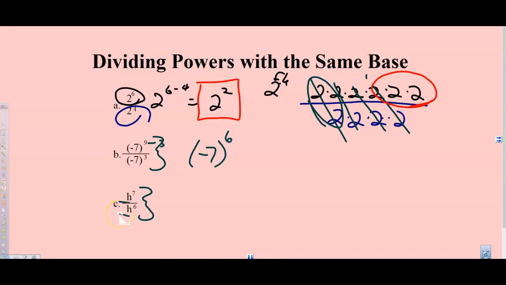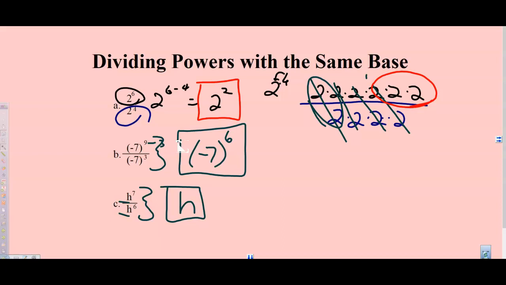Doing it again, in C here, we have 2 h's, both with an exponent. So there's our same base, our h. We have different exponents, so let's just subtract. We have 7 h's on top in the numerator, 6 h's in the denominator. Well, we're going to end up with 1 h left over in the numerator once they all cancel. So 7 minus 6. There you go, 1.